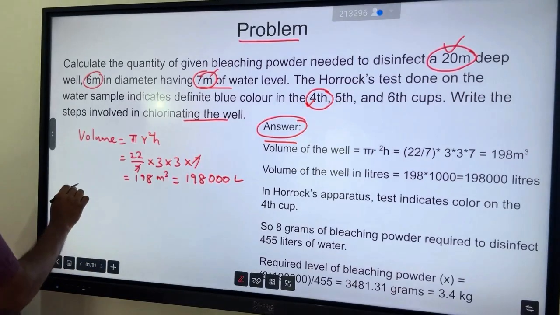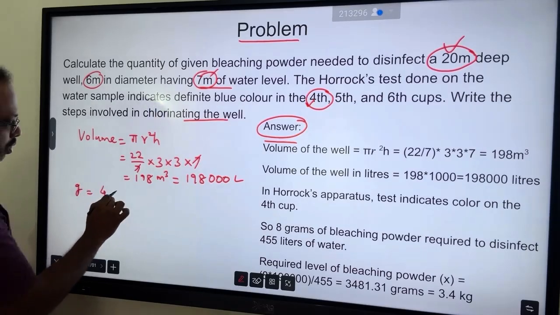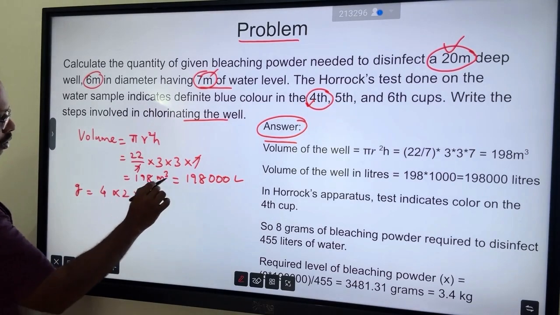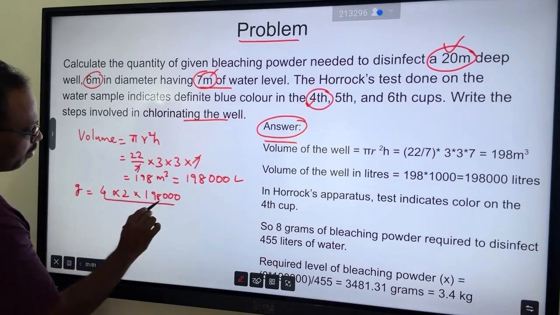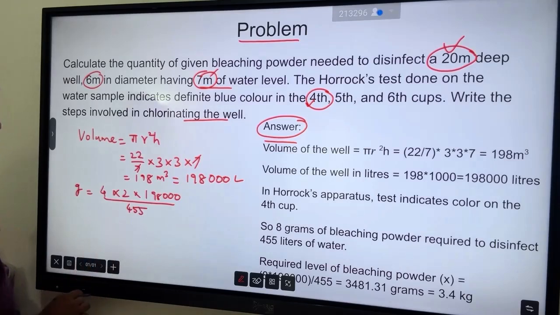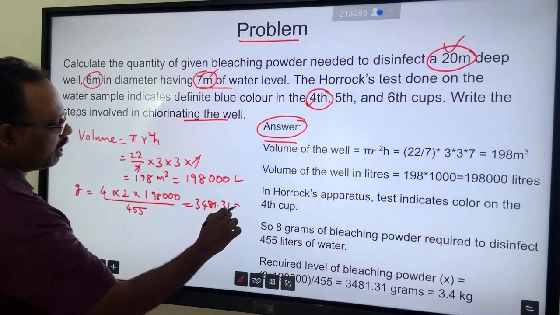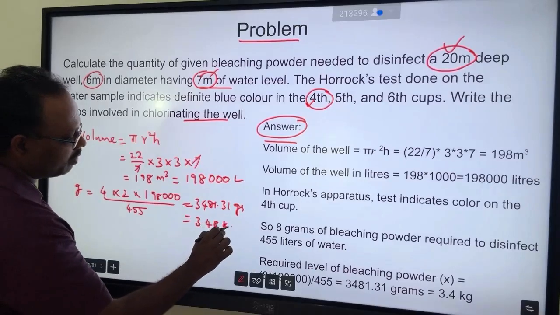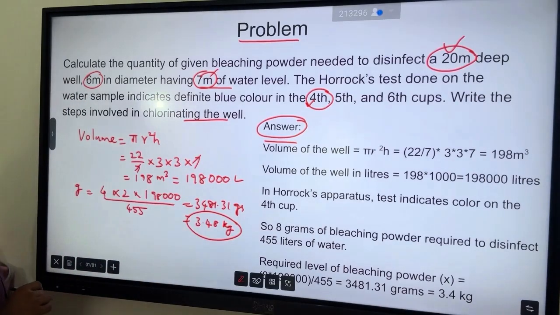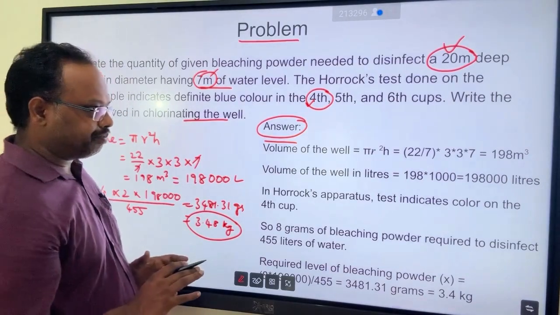So we need to calculate the amount of bleaching powder required in grams, given by the formula 4, that is the number of cups which are turning blue, into 2 into the volume of the well, 198,000, divided by 455. If we work this out, we get 3481.31 grams. So we can convert this into 3.48 kilogram. That is the amount of bleaching powder required to adequately disinfect the given sample of water.